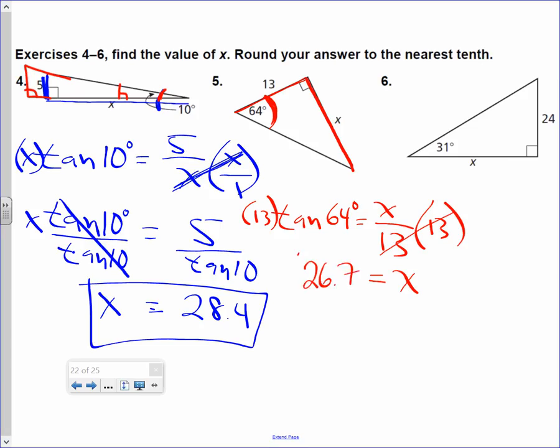So this was 26.7 units right here, this side.